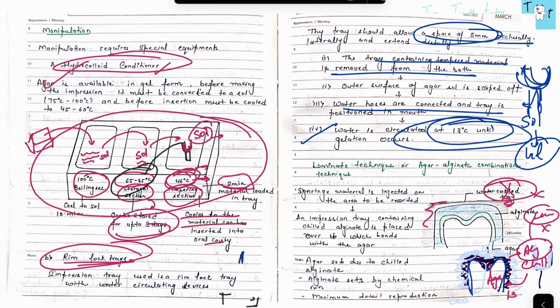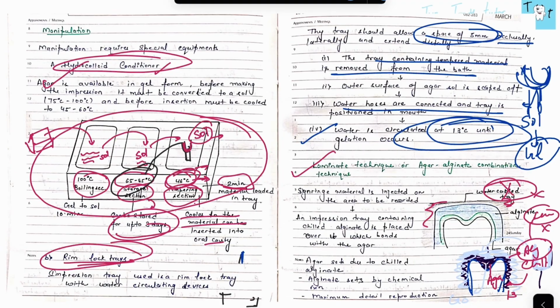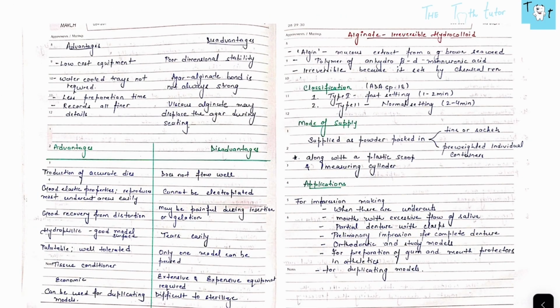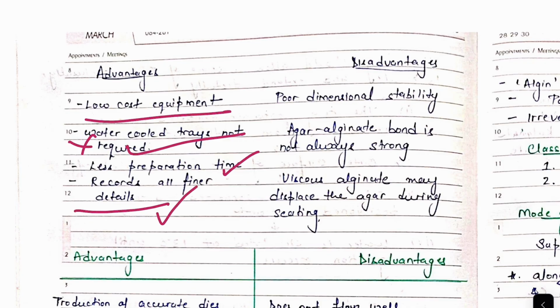So I don't need the rim lock tray. This is the laminate technique. It produces accurate details, and you don't need so much tray and equipment. The advantages of the laminate technique: it is low cost because water cool trays are not required. We need less preparation time, and it records all the finer details. If we were using just alginate, we wouldn't be able to record so many details.